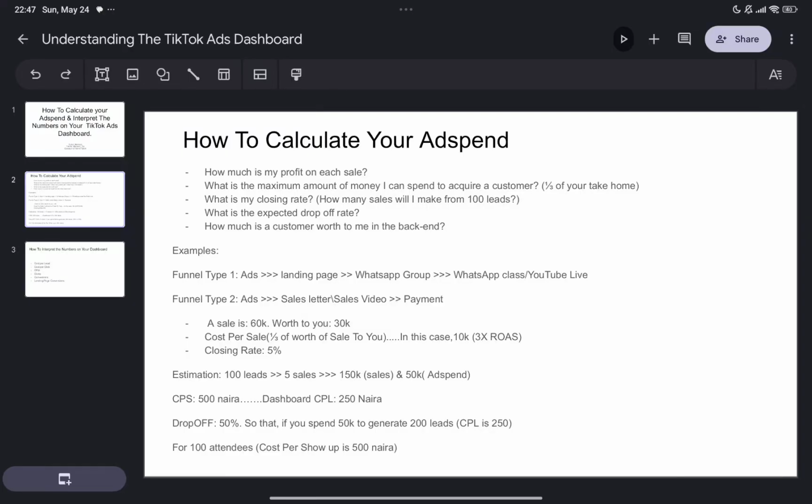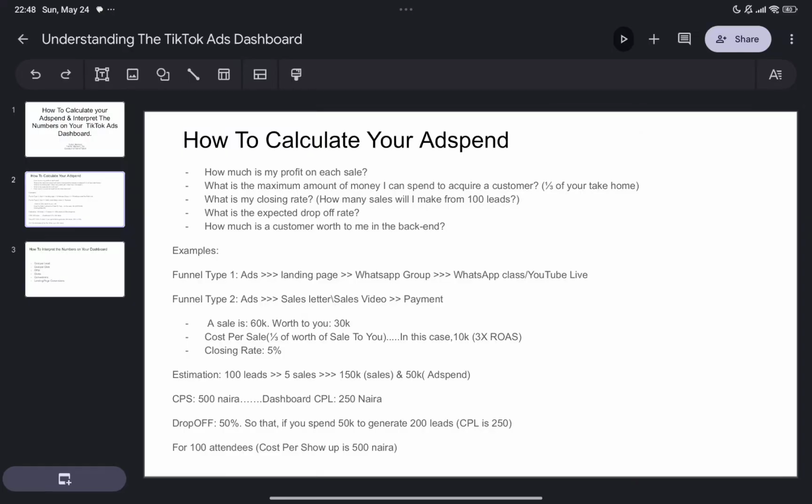to acquire a customer. I'm ready to spend that much. And my thinking is that if I have 30,000 naira, for example, let's divide 30,000 naira into three. That's 10,000 naira in three places. That means I'm willing to part with 10,000 naira to acquire a customer.